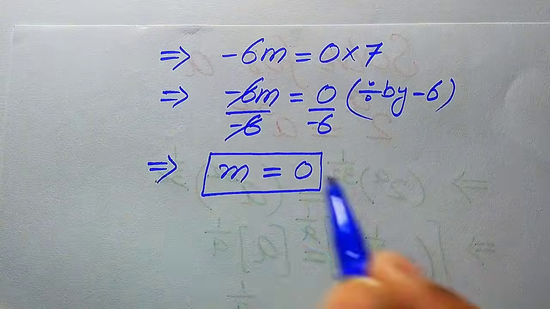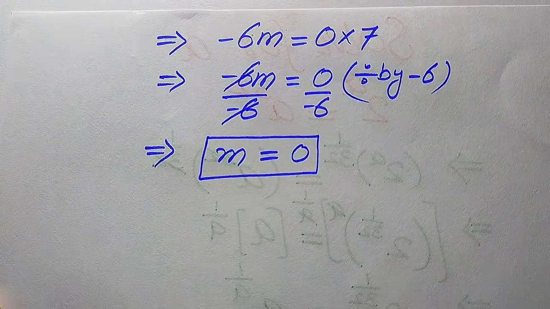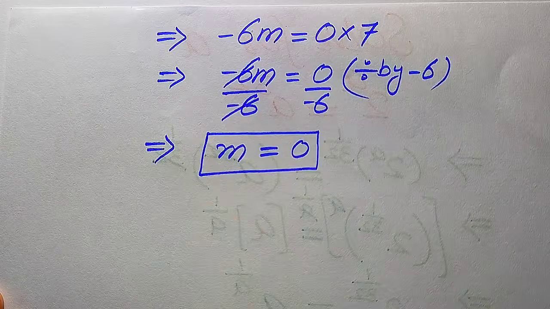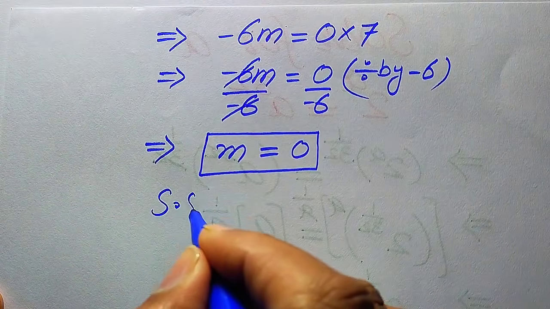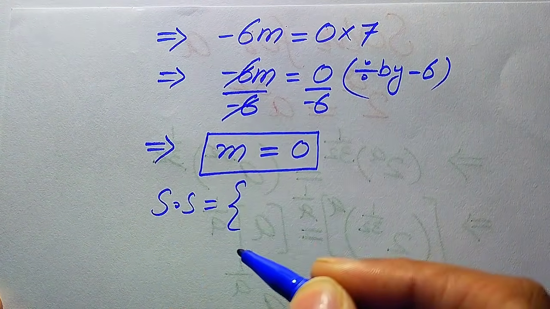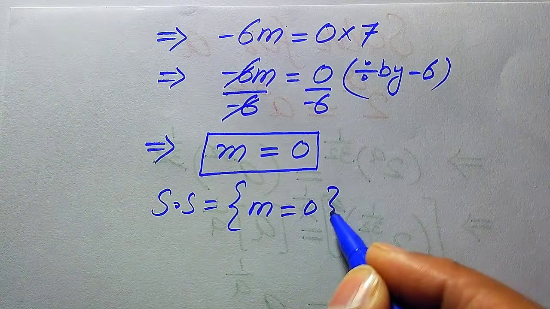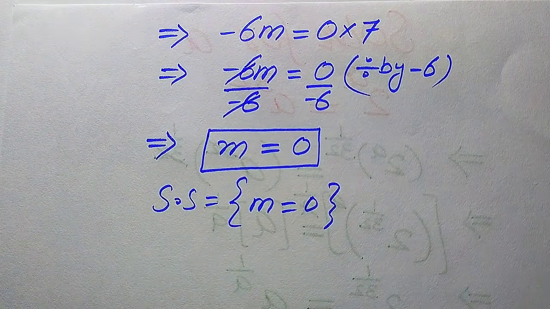So this is the final value of m which we get in the second method, and in both of these two methods we get the same value of m. And in the first method we already verified that this value of m satisfies our given question statement. So we finally conclude that m equals 0 is the only solution of the given equation.